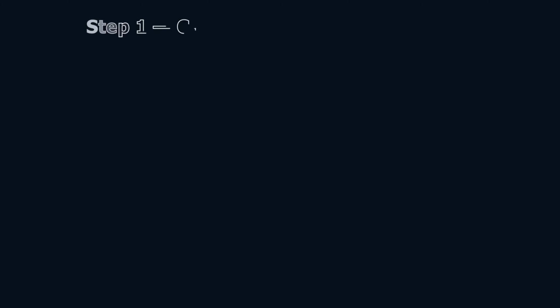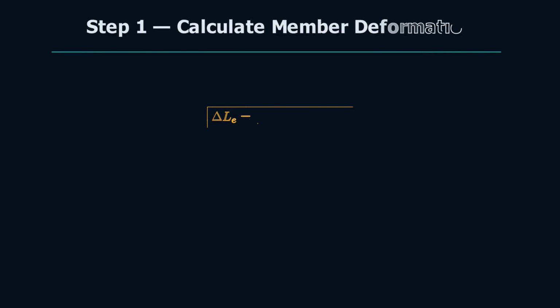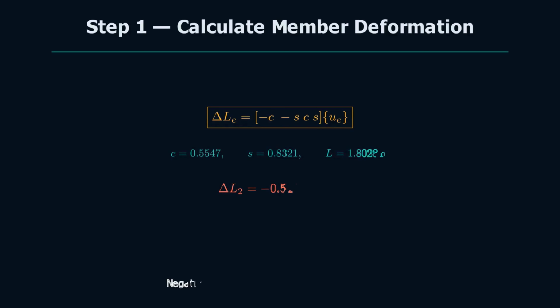For each truss member, we first find its change in length. For an inclined member, the global nodal displacements are projected onto the member axis. For element 2, the direction cosines are obtained from its geometry. Substituting the solved nodal displacements gives a negative deformation.